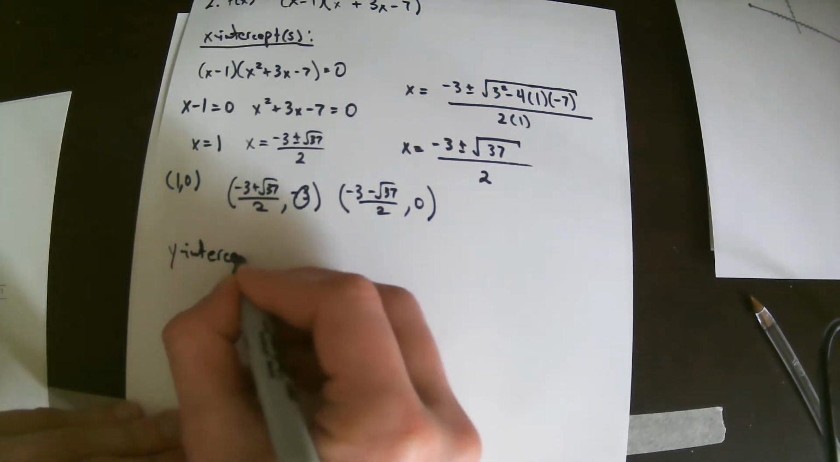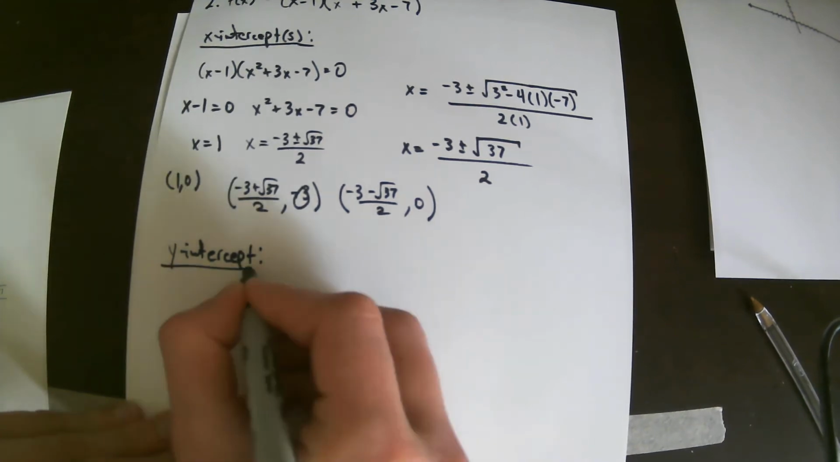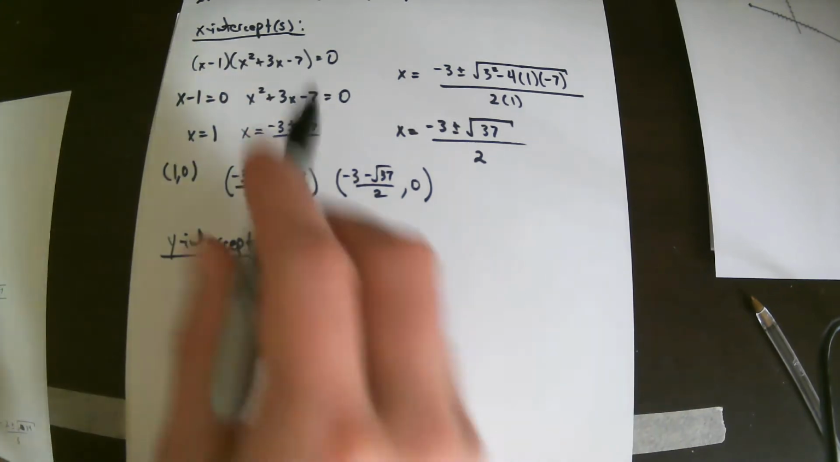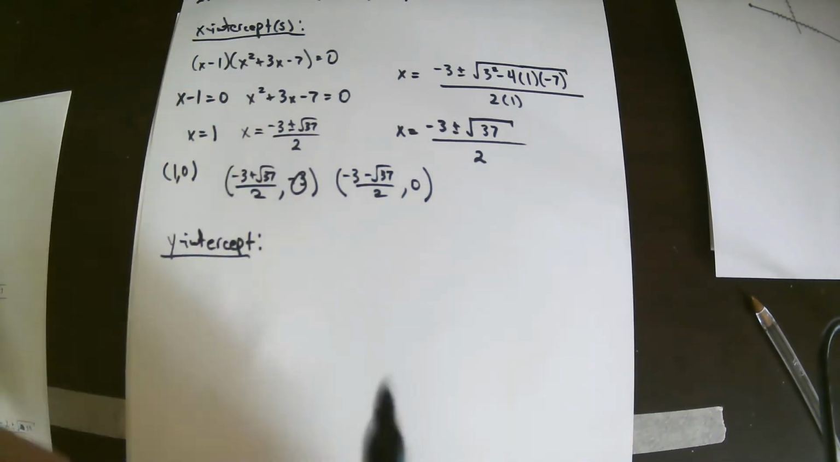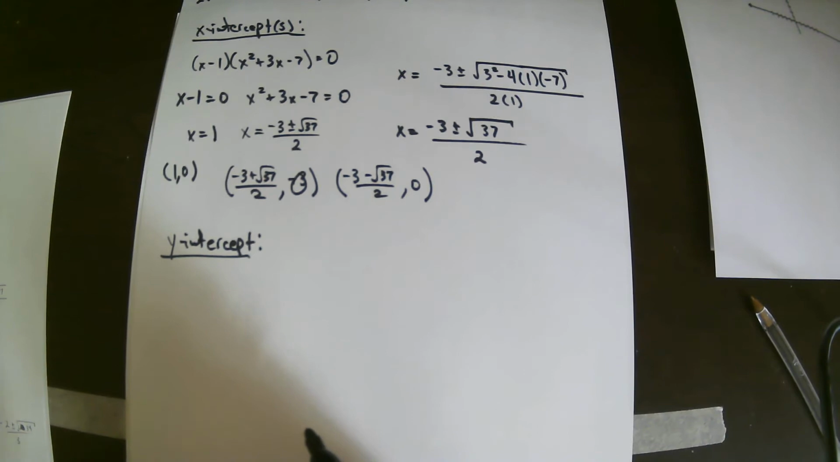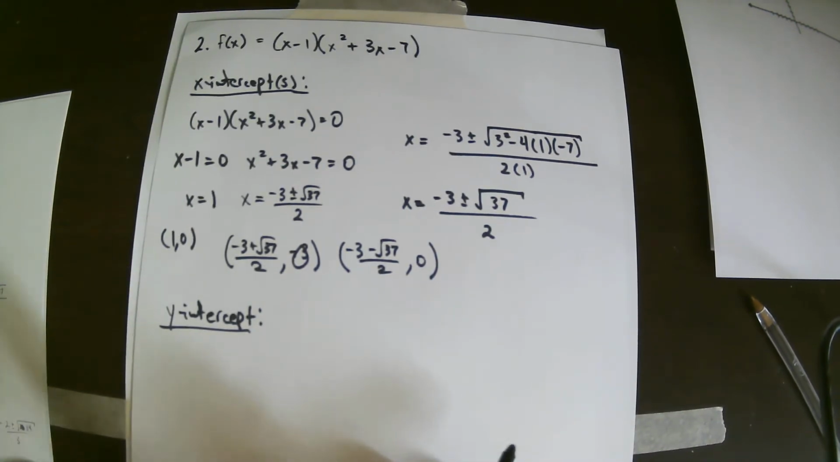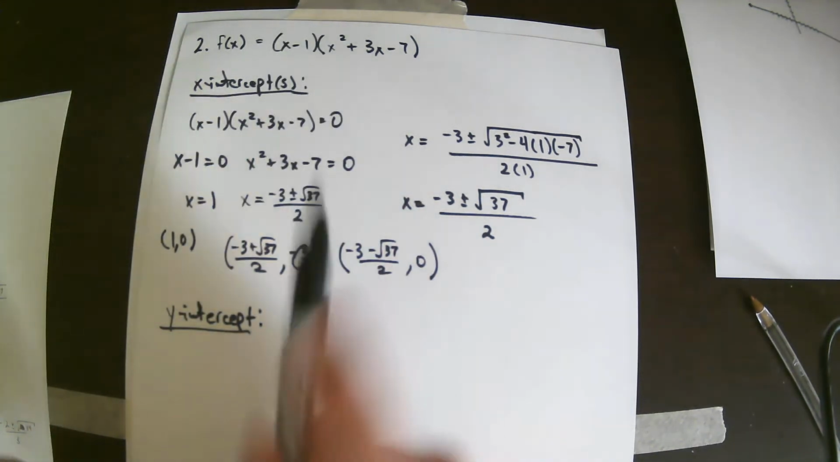Now remember, you should only ever have at most one y-intercept. If you've got more than one y-intercept, that means that your function is not a function. You can still graph it like a circle or something like that, but it wouldn't be considered a function by the strict definition of a function, because it would fail that vertical line test.